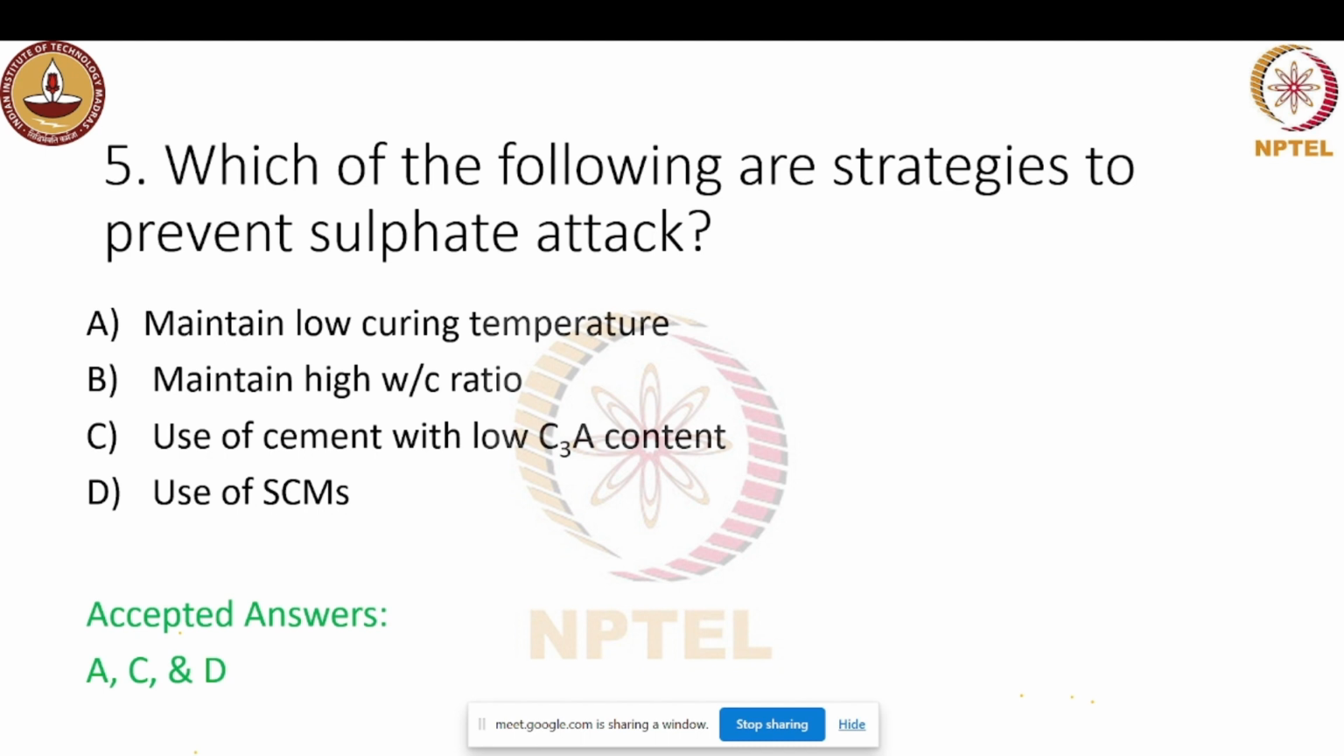Ma'am, if the curing temperature is low, then the strength gain will also be low, no? Yes, the strength gain is low, but then the microstructure is denser. Maintaining low curing temperature means it should be in a range. It should not be too high a curing temperature. Even when we are doing steam curing, and sometimes water curing, we should maintain the exact curing temperature. It should not go beyond 70 degrees Celsius. If it goes beyond 70 degrees Celsius, then it's the issue.